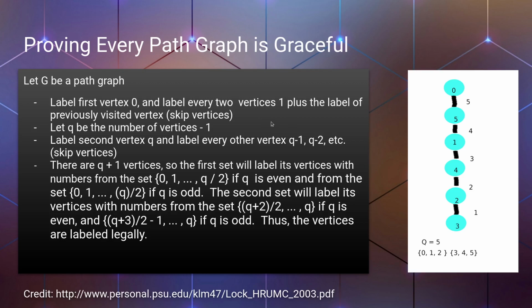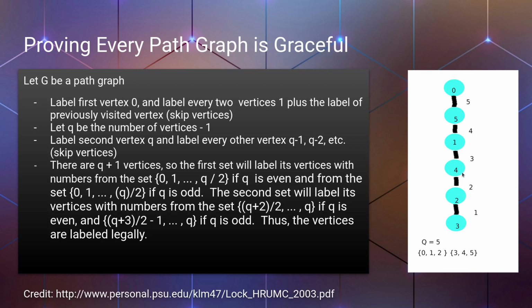And for our second little step to label these vertices, we're going to start with q in the second vertex, and we're going to label that with the value of q. We're basically going to do the opposite of what we just did, and we're going to subtract 1 from the value of the previous one.